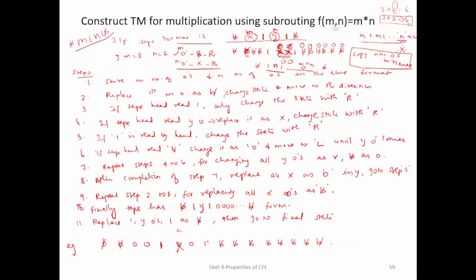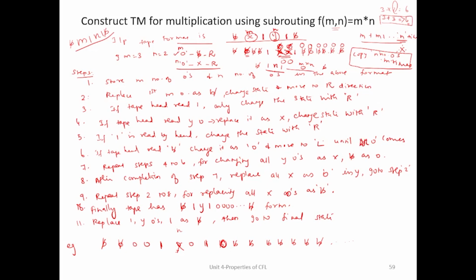So if you go to the right direction, the second 1 will occur. If 1 is read by the head, change the state with the right direction. We should change the state for changing the blank space to 0. So the sixth step is, if the tape head reads blank space, change that blank space to 0. So this blank space will be changed to 0, and we should move to the left direction until y n zeros occur. Y means here I am replacing it as n zeros.